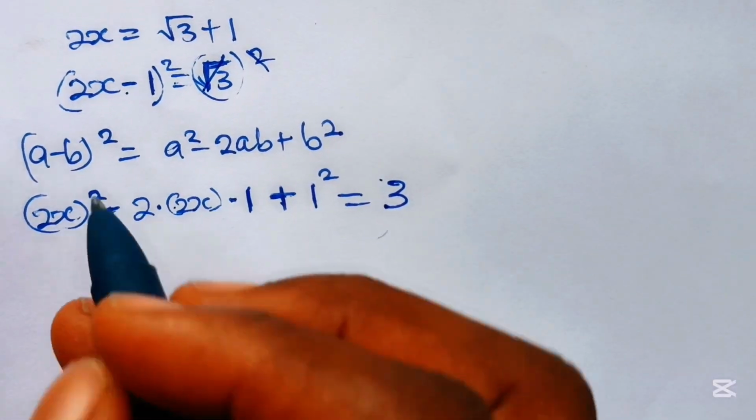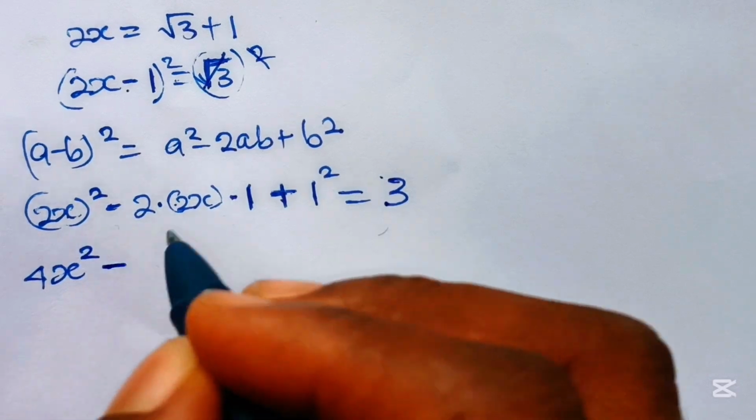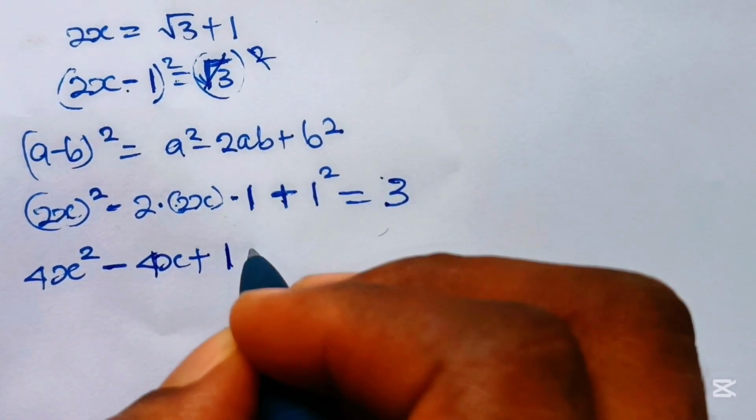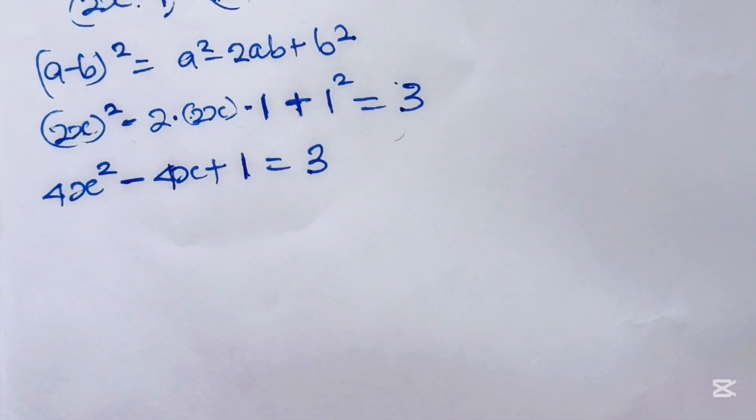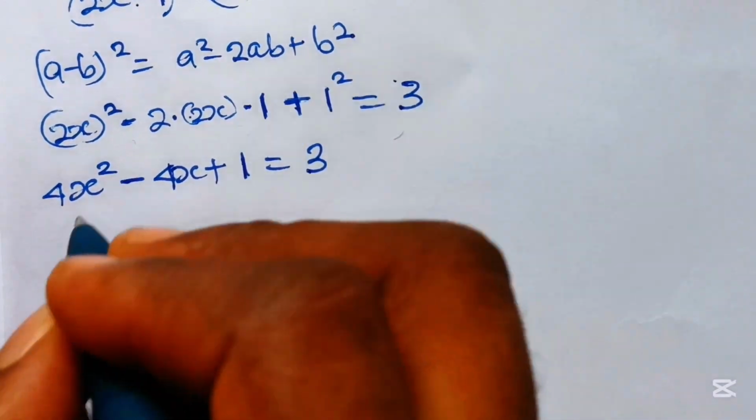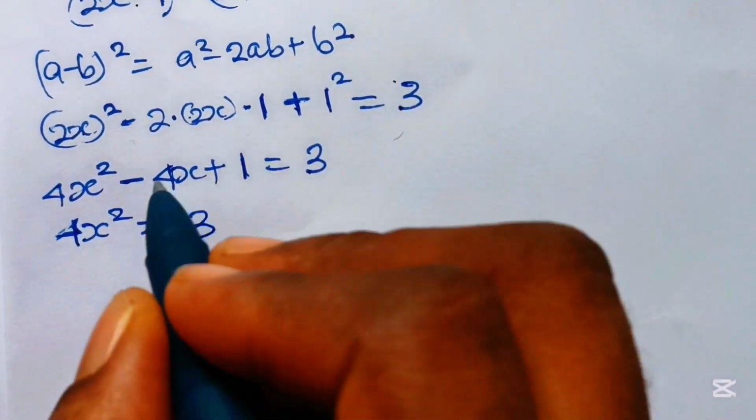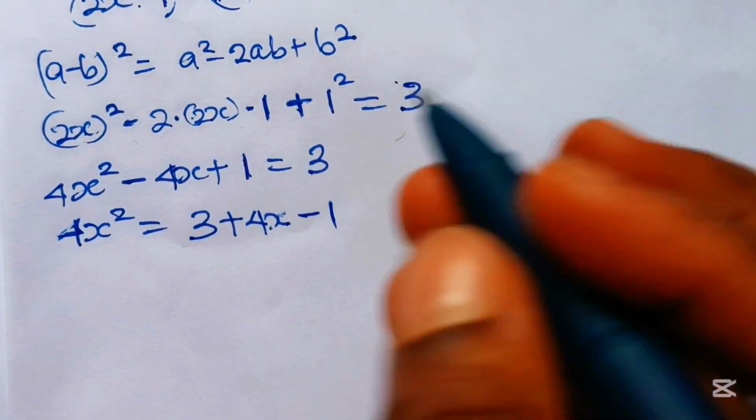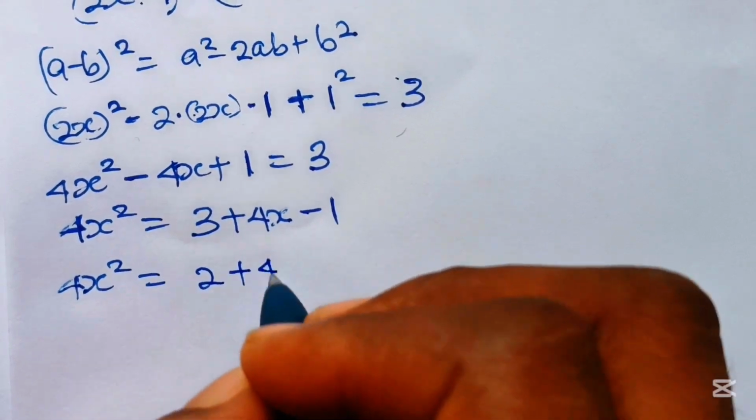Okay, so let's expand this. 2 squared will give us 4, then we have x squared, minus 2 times 2x is 4x, plus 1 squared is 1, is equal to 3. Now we are trying to make x squared the subject of the formula. So we are going to transfer everything connected to x squared to the other side, so that we have 4x squared is equal to 3 minus 4x, which will cross to become plus 4x, and plus 1 will cross to become minus 1. So we have 4x squared is equal to 3 minus 1, which is 2, plus 4x.